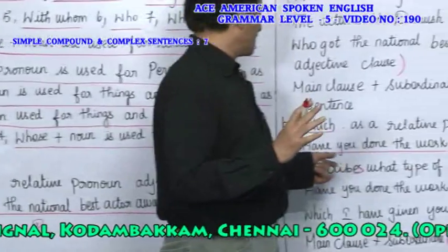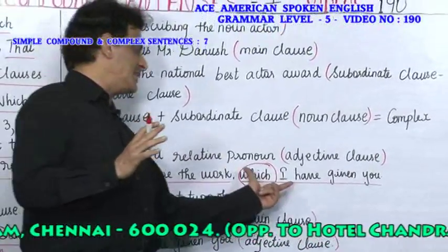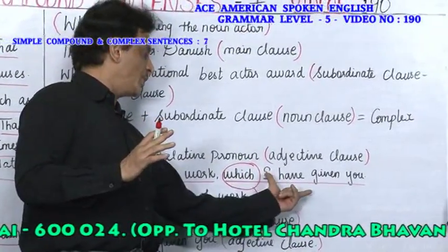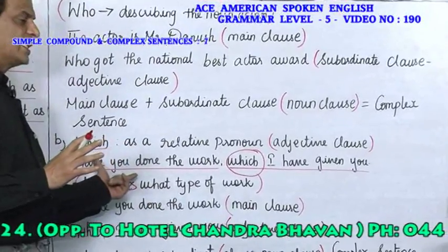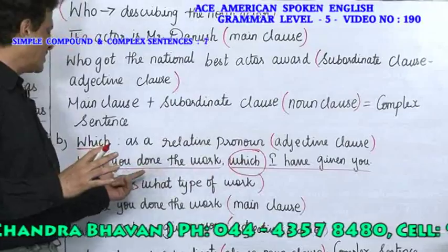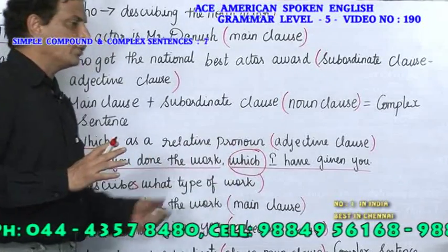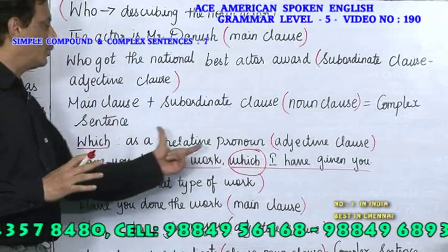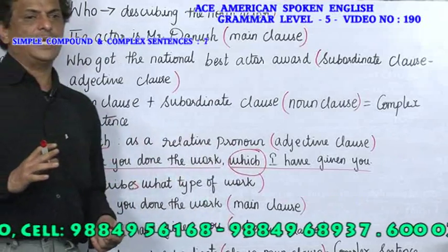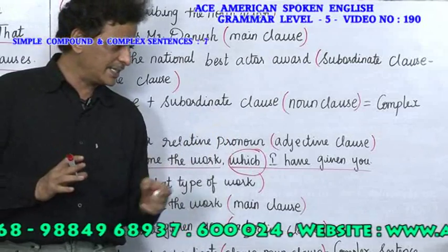Here also, see, have you done the work? What type of work? You are describing with a sentence, which I have given you. Which I have given you depends upon what? Have you done the work? So this is the main clause. Which is the main sentence? Have you done the work? Which is the dependent sentence? Which I have given you. So one dependent sentence and one main sentence give you a complex sentence. Hope you are able to understand.